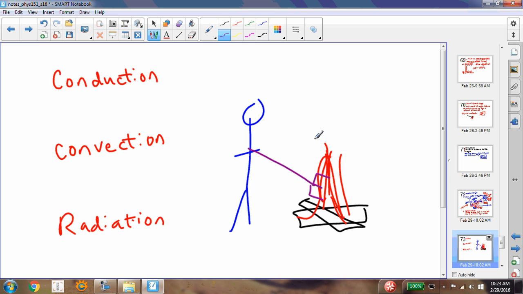First is conduction. This is conduction right here. I have a substance that is touching the source of heat. Conduction is conducting from the fire to you, so that is conduction.